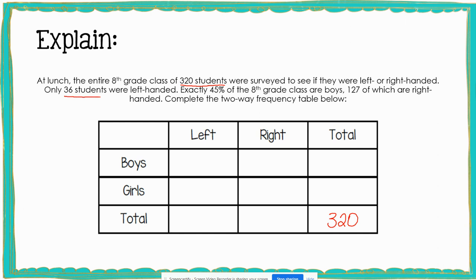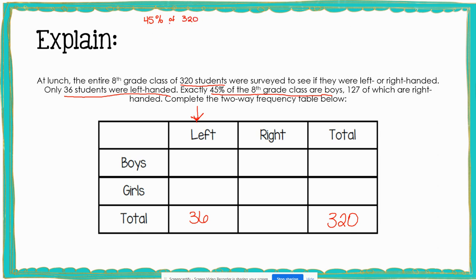Then it says only 36 students were left-handed. So that is 36 students out of everybody who is left-handed. So there is a total of 36 left-handed students. So since left-handed is right here, I'm going to put 36 in the total part. Then it says exactly 45% of the 8th grade class are boys. Well, I need to figure out how many 8th graders are boys. If 45% are boys, then that's 45% of the 320 students in 8th grade.